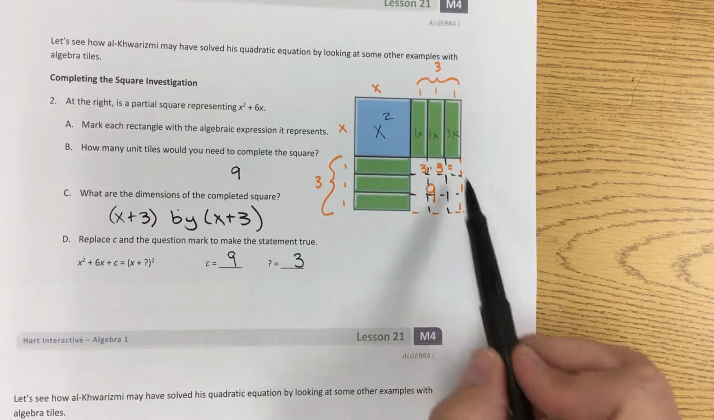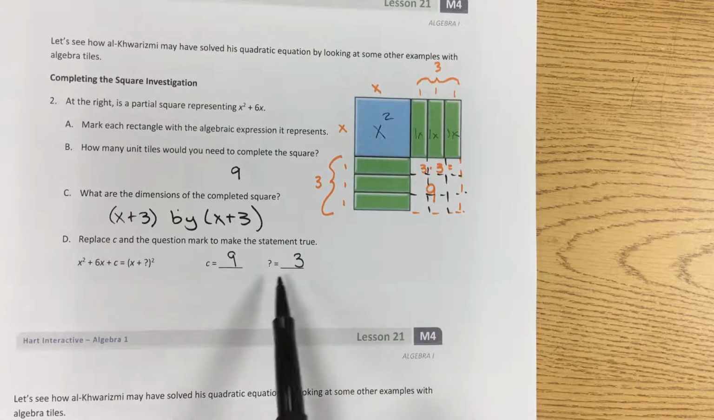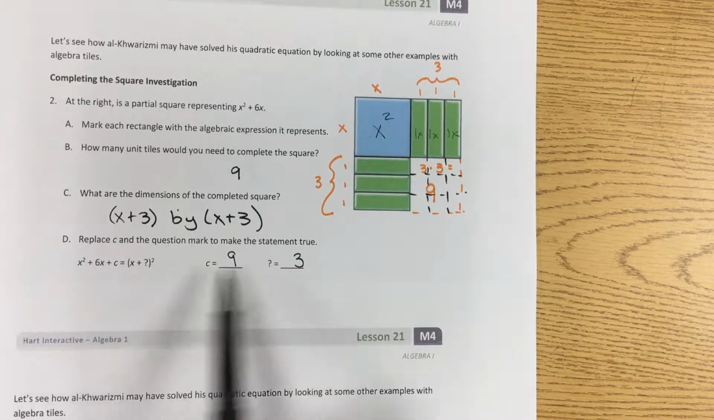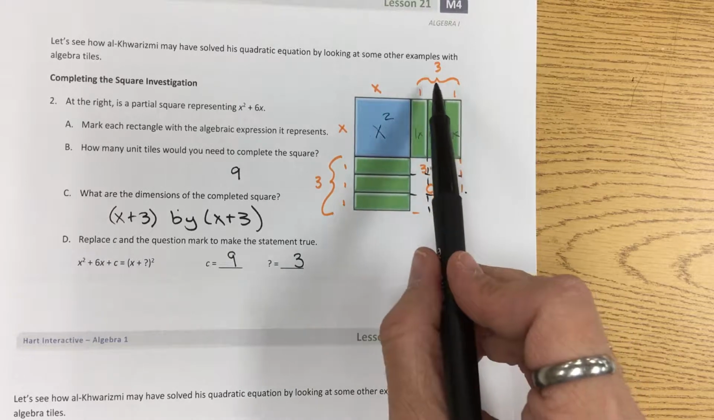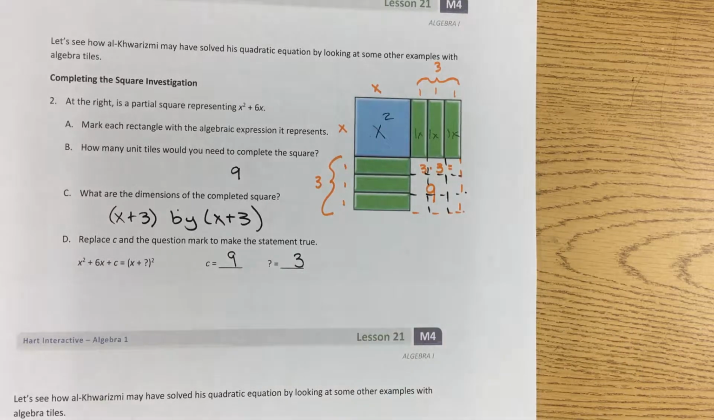The c is this value down here, 9. And this little squiggly or question mark is what is this side right here? So we had a plus 3, so that's where that 3 came from. So go ahead and do number 3. Stop the video.